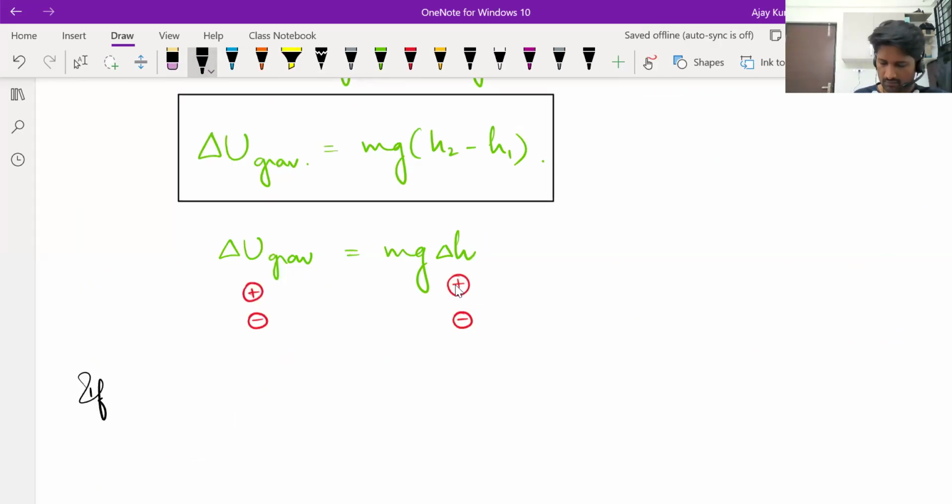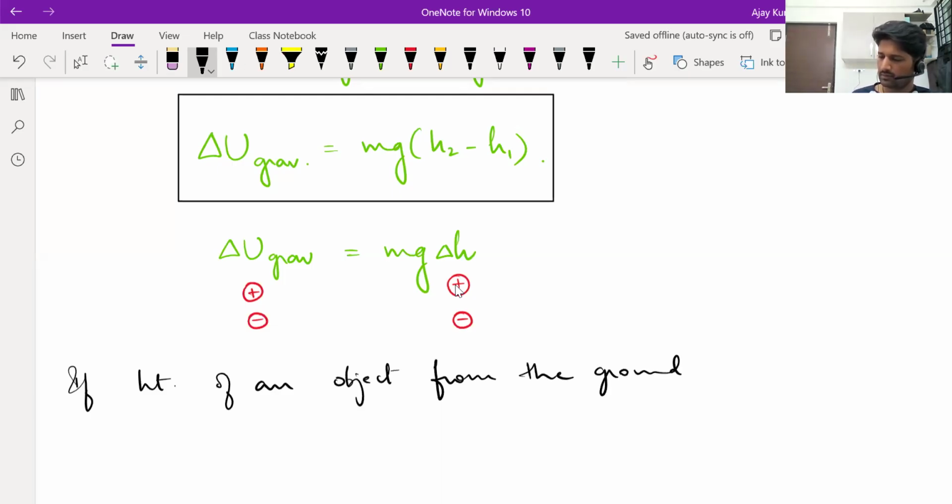Therefore, if the height of an object from the ground increases, its potential energy increases, and the reverse. If height decreases, its potential energy also decreases.